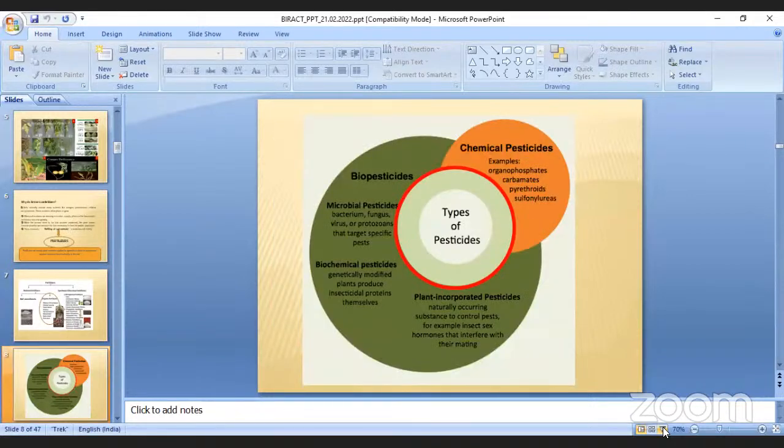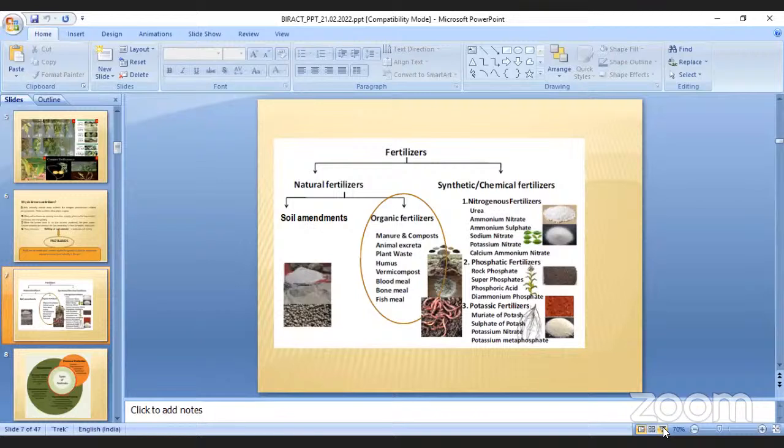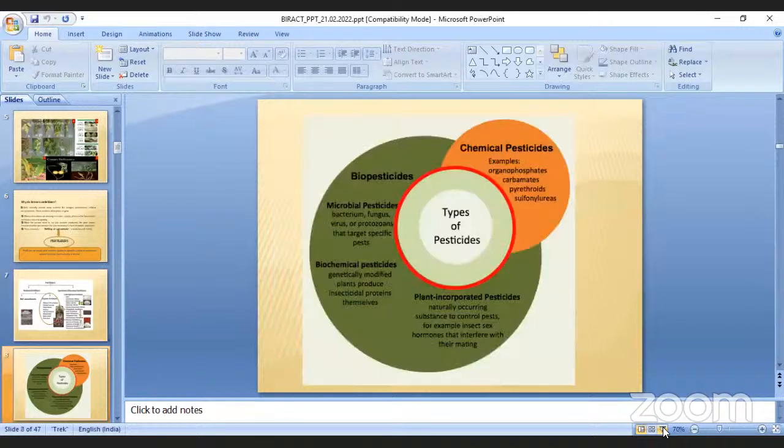Just as we classify these fertilizers as organic or natural fertilizers and chemical fertilizers, likewise we can also classify pesticides into basically two categories: biological pesticides and chemical pesticides. So biopesticides are basically microbial biopesticides.